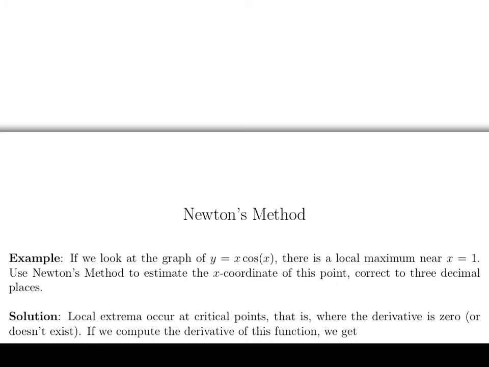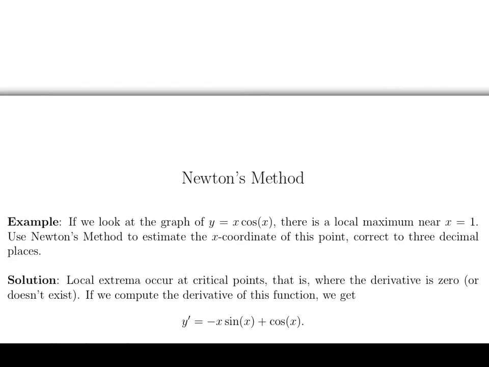Now local extrema occur at critical points. So remember, that's where the derivative is 0 or doesn't exist. So if we compute the derivative of this function, we have to use the product rule, and this is what we'll get. So we'll get y prime is equal to negative x sine x plus cosine x. And that's just using the product rule on the original function.